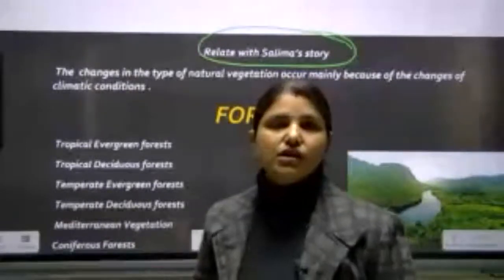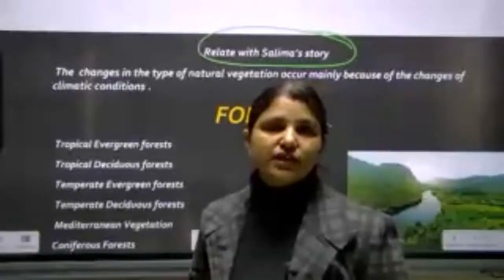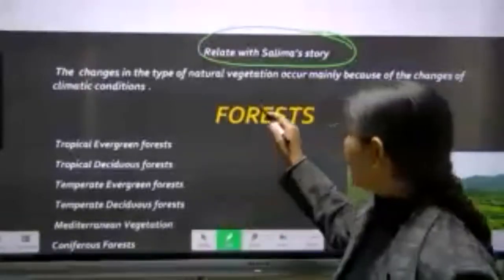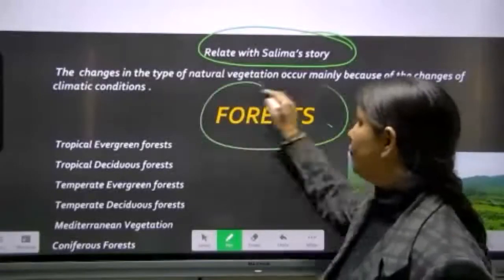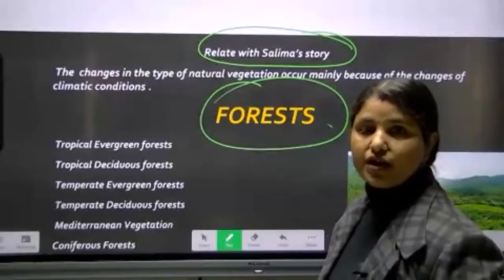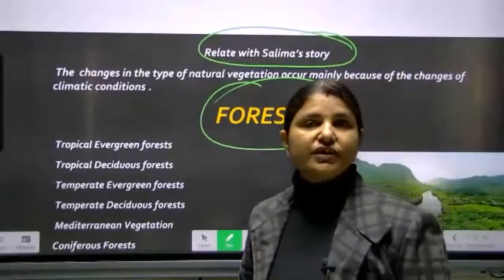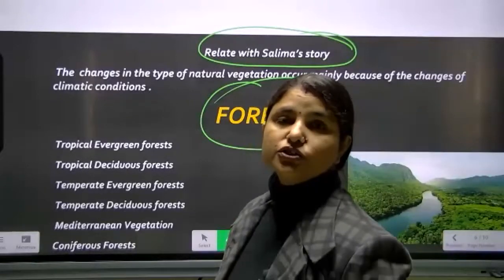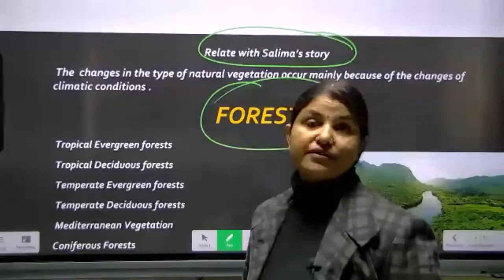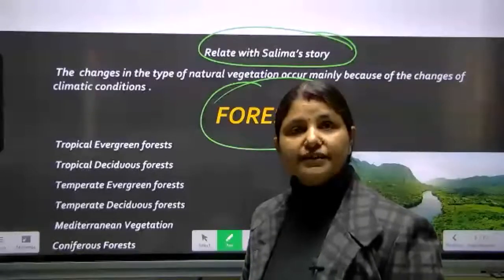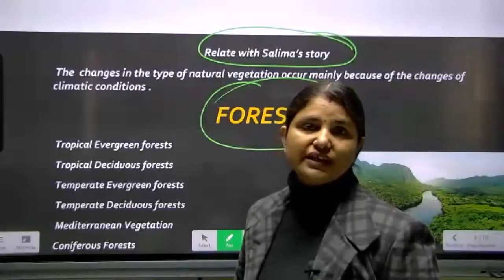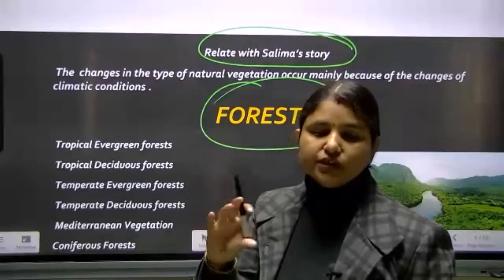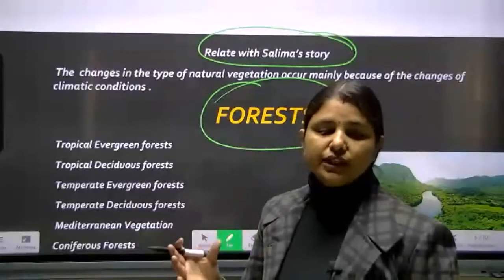But now we will come to our topic. As the name of the chapter is Natural Vegetation and Wildlife, now we will see natural vegetation. The first part is forest. And what is a forest? I told you, the wide area which is covered with trees, that is only a forest. And forests just depend upon the rainfall. Where rainfall is more, we find dense forest, and where rainfall is less, we find less dense forest. Dense means thick.